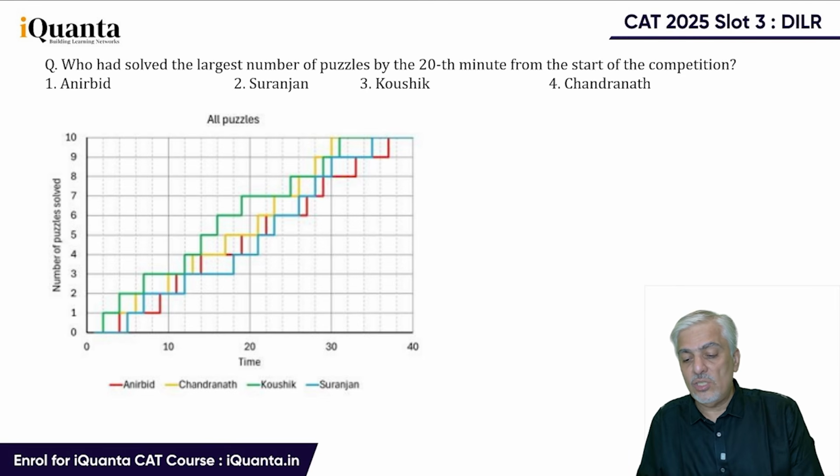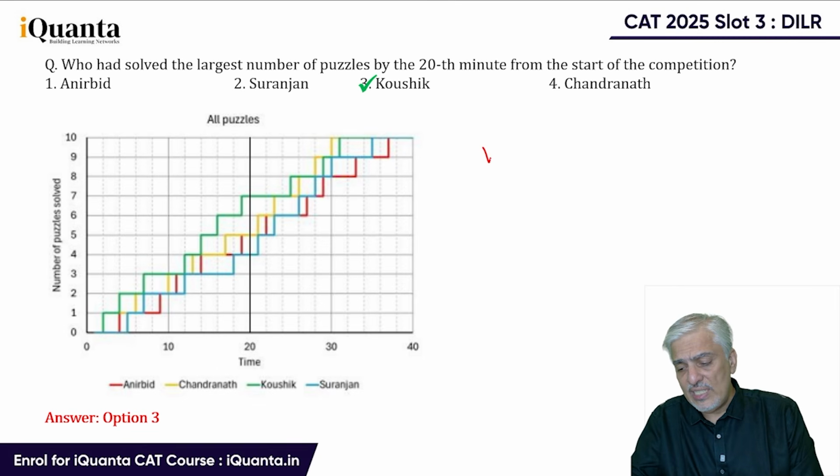Now, who had solved the largest number of puzzles by the 20th minute? I just explained to you the 20th minute. K is at the highest point, and therefore the answer is the third option over here. Nothing much to think also. Straightforward question. This was the easiest question. Very, very, very easy question.